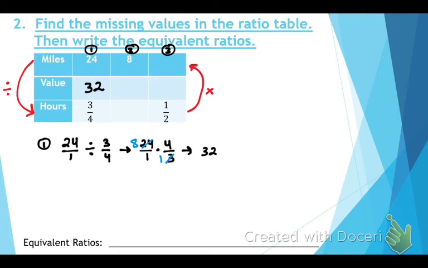Now, what did we learn about the other 2 spots once I found the value of the ratio for the first? They're all going to be the same. The value of the ratio is the same because we are making equivalent ratios. Let's go on to the second one. Brandon, how do I find, if I say that it's 8 miles, how many hours will it take me to drive that 8 miles?